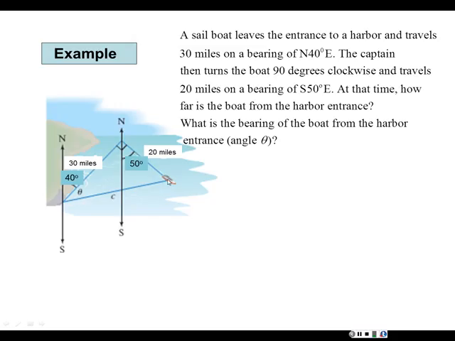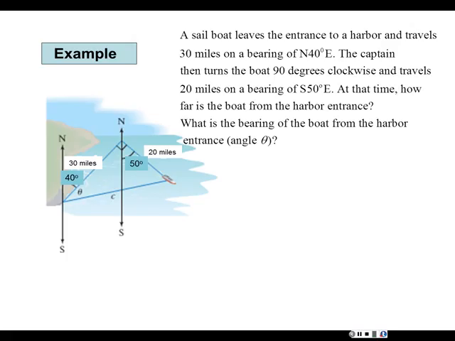Now the question is, at that time how far is the boat from the harbor entrance? This is your harbor entrance and you are basically small c far in distance. Now remember, if you try to solve it, it will be extremely simple because you can just apply the Pythagorean theorem. But the important part here is to understand the question, and to understand how to draw it based on the bearing information. Then the rest is simple.